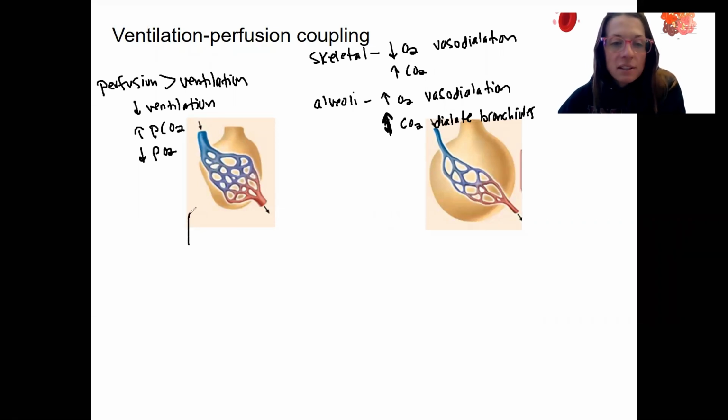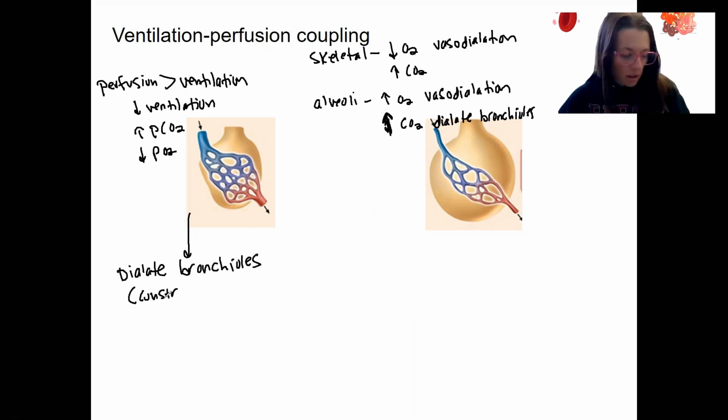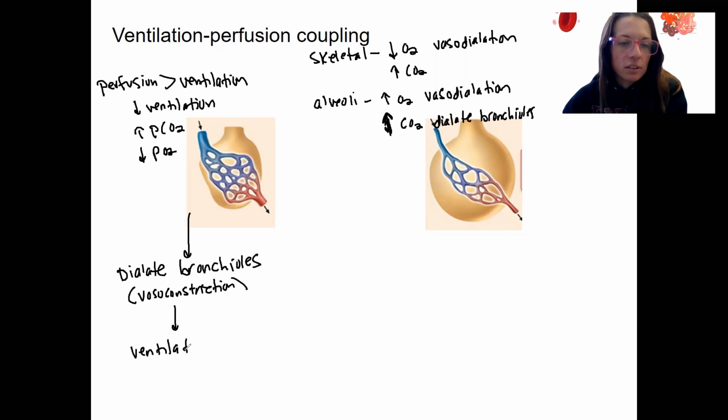So what's going to happen in this case is high CO2 is going to dilate our bronchioles, bronchodilation. We also may have some vasoconstriction, the opposite of what's happening here, right? So this is going to cause ventilation to go up and or perfusion to go down.